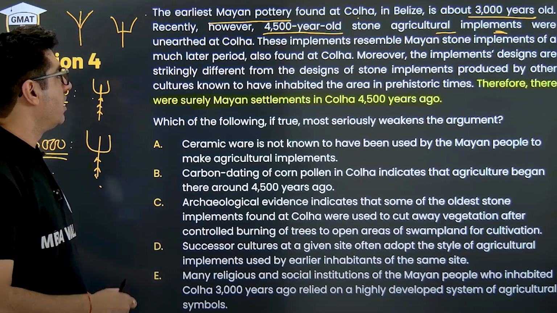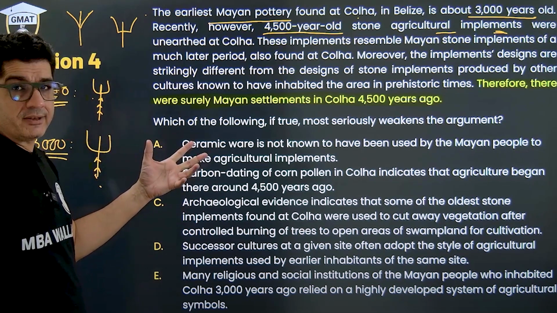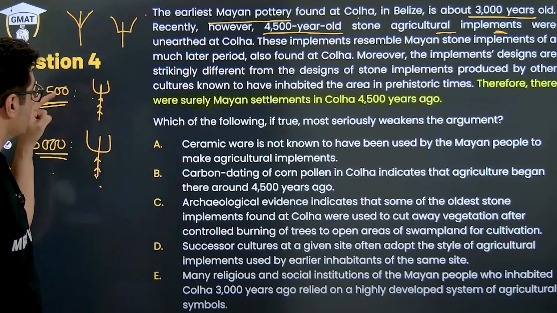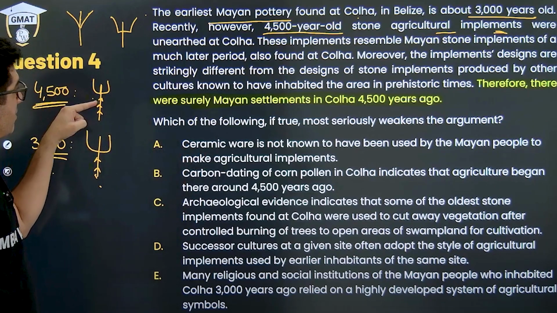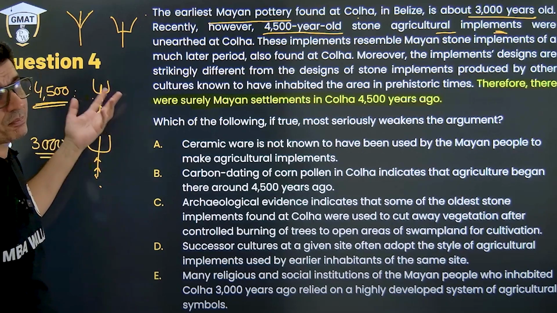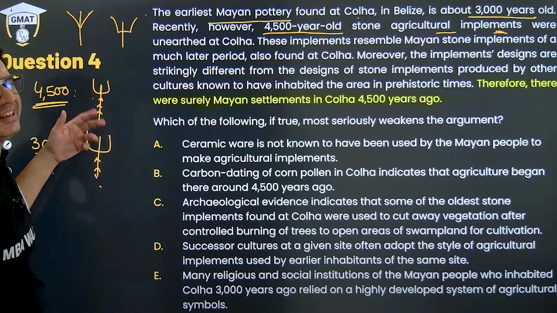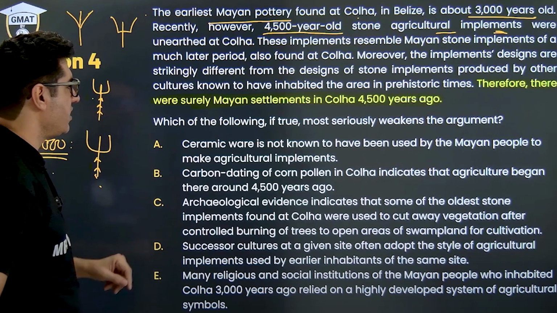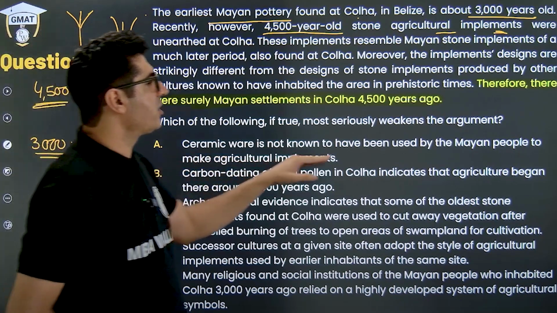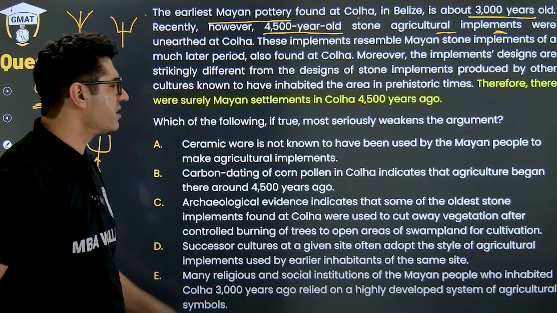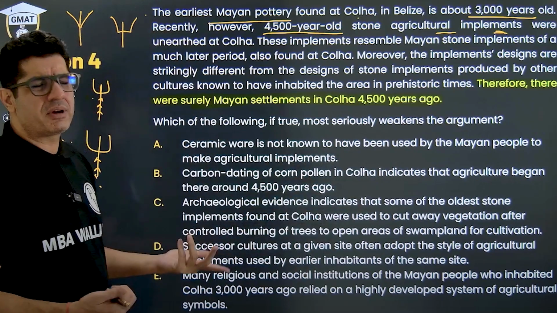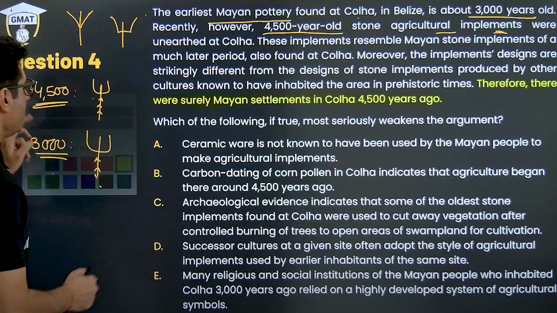हाँ, तो यहां पे असम्पशन क्या है? असम्पशन ये है कि ये मायंस का डिजाइन था, मायंस ही बनाते थे, मायंस ने किसी और से कॉपी नहीं किया था. Mayans did not imitate those earlier civilizations. तो चलिए चेक करें. A, ceramic ware is not known to have been used by the Mayan people to make agricultural implements. हम तो स्टोन की बात कर रहे हैं, सिरेमिक की बात ही नहीं कर रहे, तो ये इररेलेवेंट हो गया.